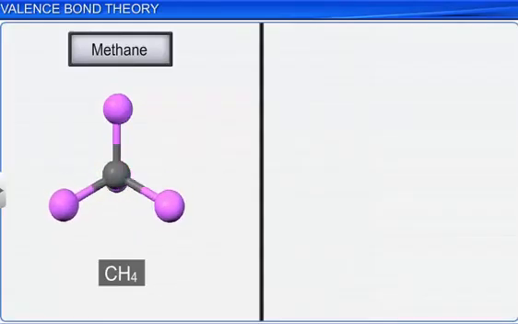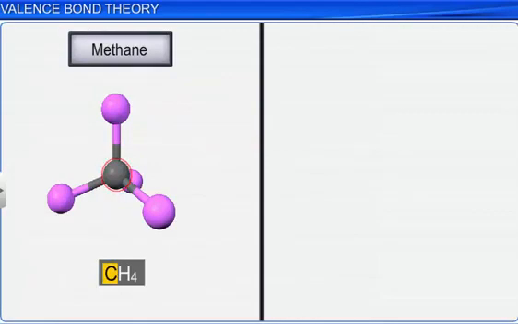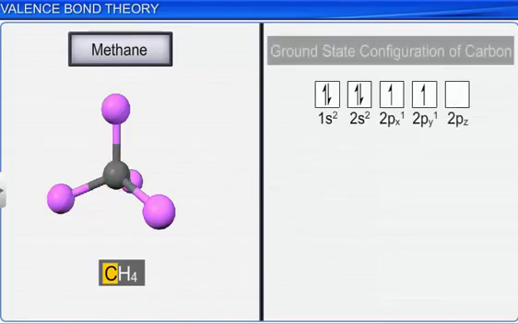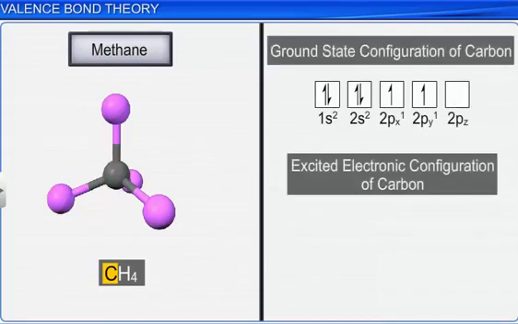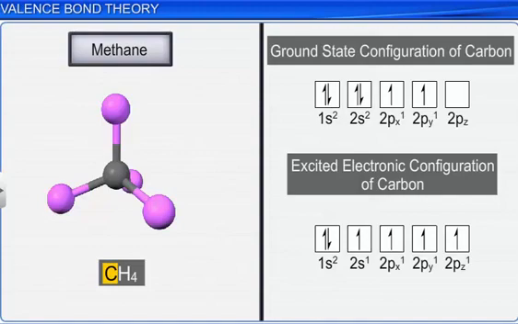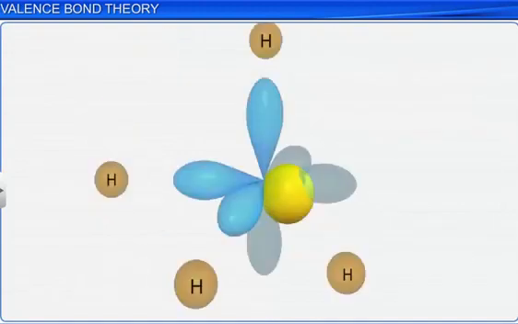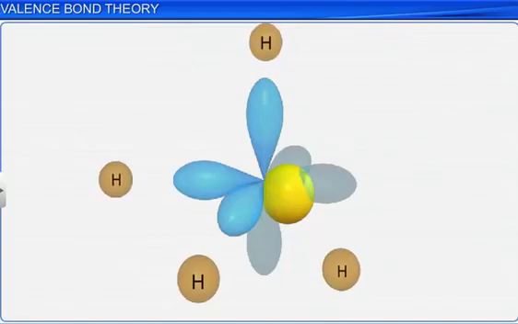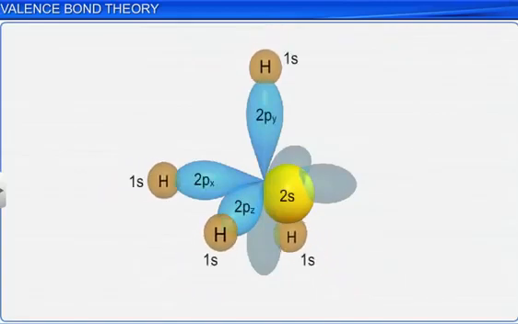Let us explain the above limitation by considering the methane molecule. In methane, the central atom carbon has the configuration of 1s2, 2s2, 2px1, 2py1. In its excited state, the configuration becomes 1s2, 2s1, 2px1, 2py1, 2pz1. The four atomic orbitals of carbon, each with an unpaired electron, overlap with four singly occupied 1s orbitals of the hydrogen atoms to form four C-H bonds.